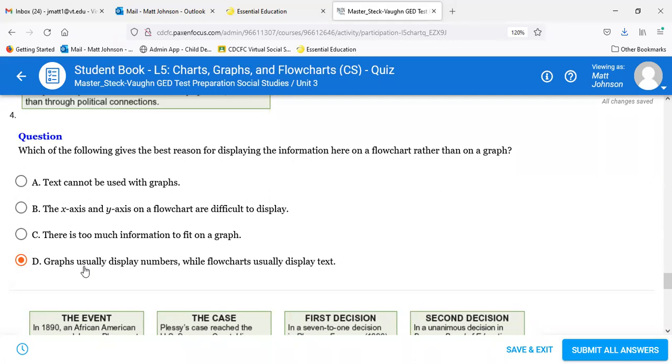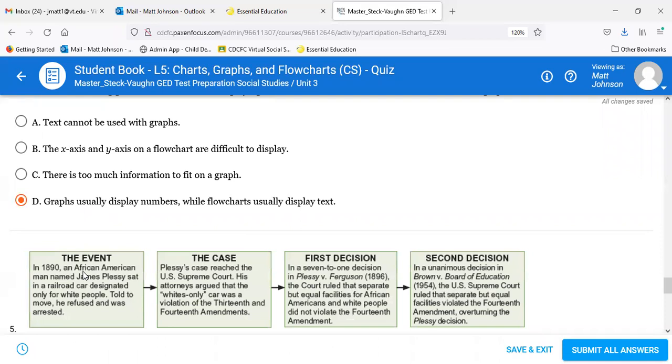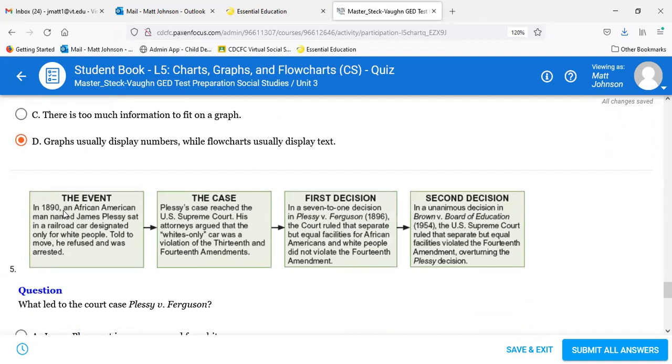All right, and then we have another one here, back to our Plessy versus Ferguson flow chart. So the event, as we know, in 1890, an African-American man named James Plessy sat in a railroad car designated only for white people. He was told to move, refused, and he was arrested. So this leads to the case. Plessy's case reached the U.S. Supreme Court. His attorneys argued that the whites-only car was a violation of the 13th and 14th Amendments. The first decision, in a 7-1 decision in Plessy versus Ferguson in 1896, the court ruled that separate but equal facilities for African Americans and white people did not violate the 14th Amendment.